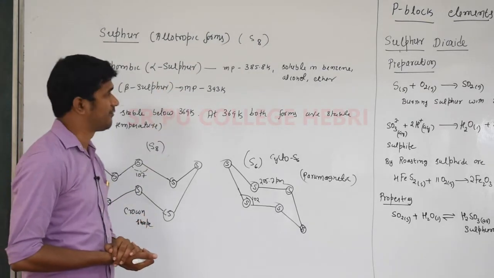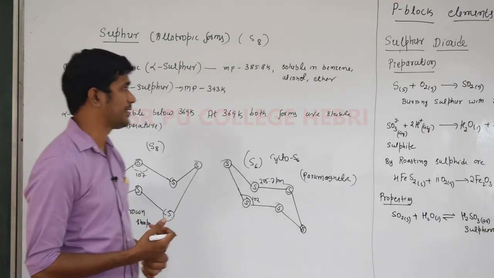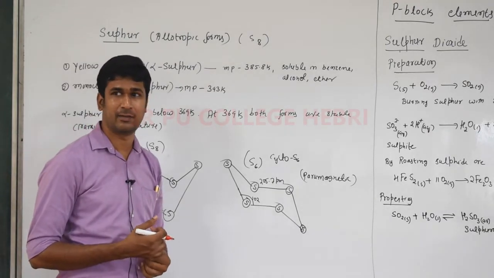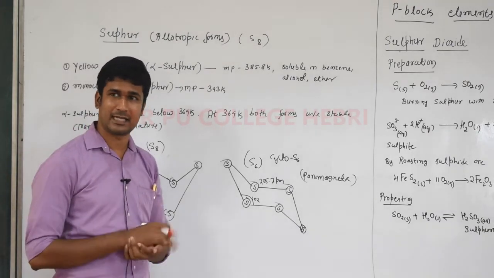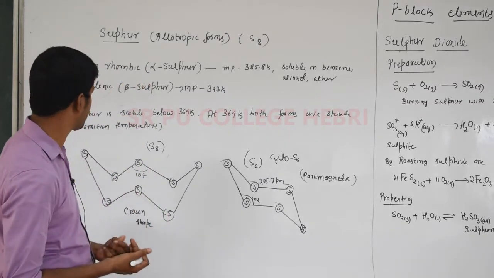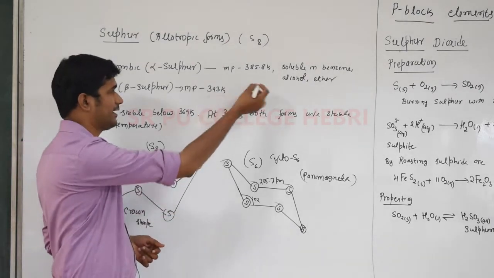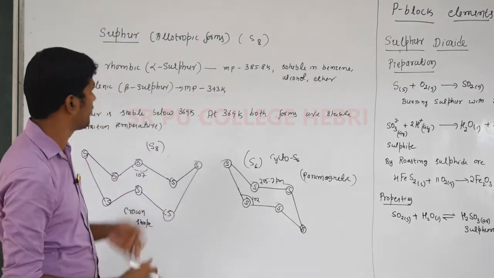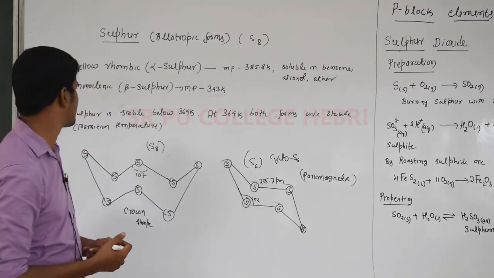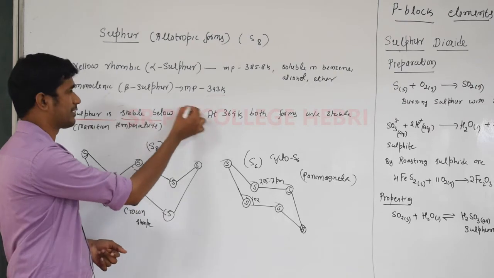Yellow rhombic sulfur has a melting point of 385.8 Kelvin, and is soluble in benzene, alcohol and ether. It is readily soluble in CS2, that's why carbon disulfide is used to prepare yellow rhombic sulfur. Next, monoclinic sulfur has a boiling point of 393 Kelvin and the same solubility as yellow rhombic sulfur. Alpha sulfur is stable below 369 Kelvin.